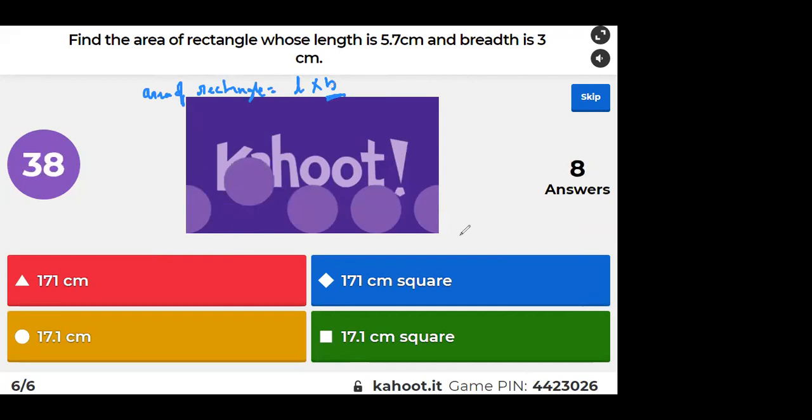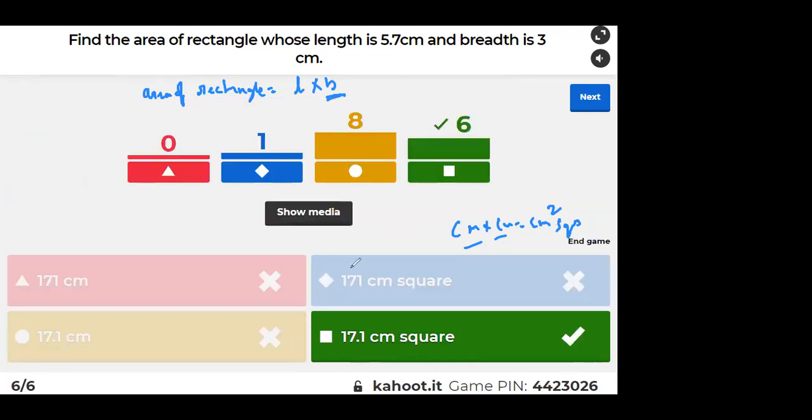And centimeter into centimeter is equal to centimeter square. Centimeter is coming two times, right? It will be centimeter square. Okay, very good. Most of you gave the correct answer, but you made a mistake in centimeter square. Because it is centimeter into centimeter, so it will become centimeter square.